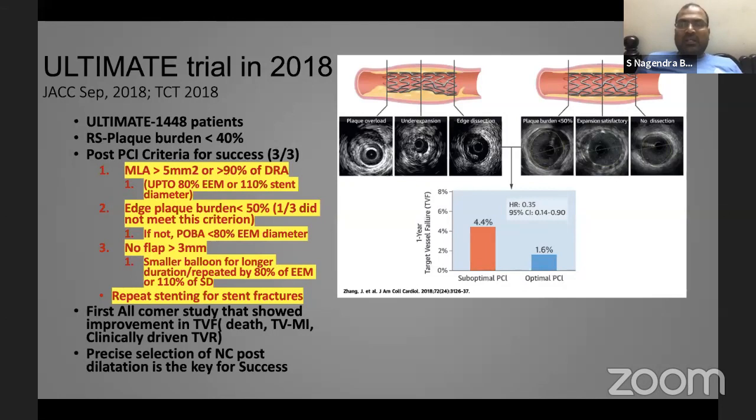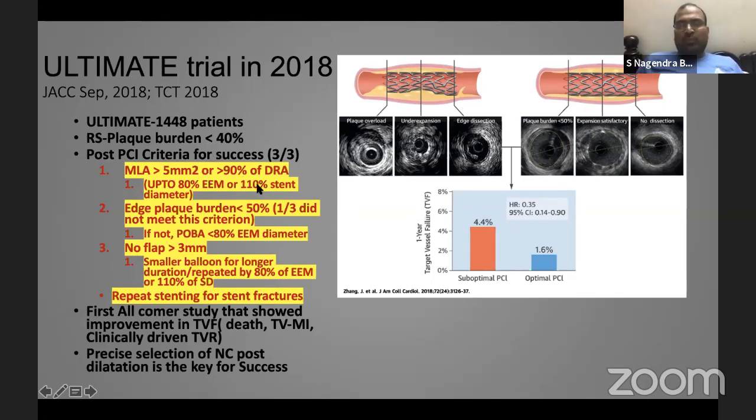This study, I would like our postgraduates to remember throughout their life. This is the one all-comer study in which IVUS has been shown to be superior to angiography-based PCI. In this all-comer study, they included 10% left main, 25% bifurcation, and 66% of these patients had B2 or type C lesions. So how did they identify the reference segment? They went with 40% plaque burden in the reference segment.